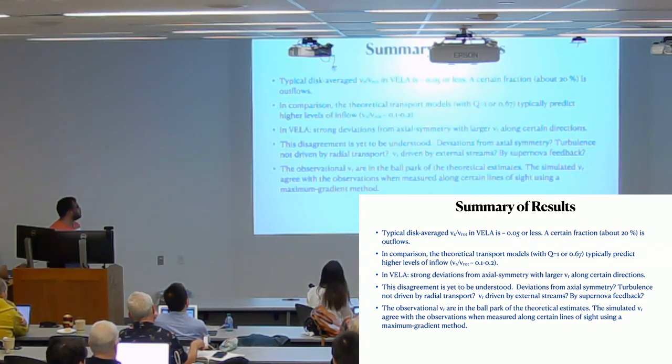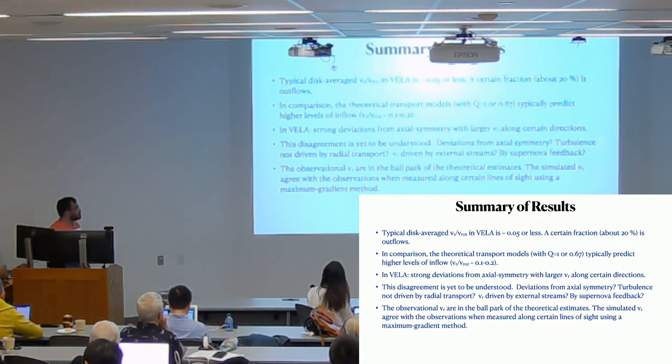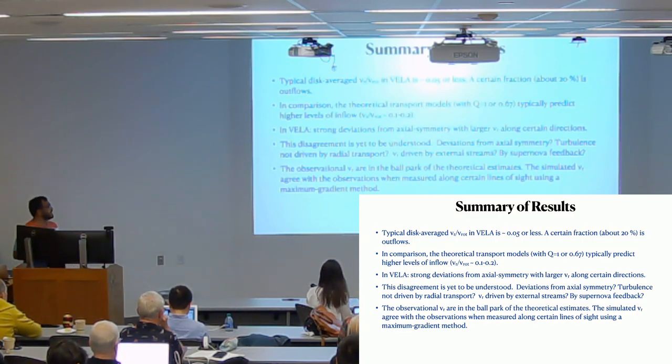Maybe it's the deviation from axisymmetry. Maybe it's because of the highly non-axisymmetric velocity fields that we see. This is yet to be understood. Maybe it's because turbulence is not driven by radial transport, and as Andy talked about, maybe its self-regulation is driven by supernova feedback. Maybe it's driven by accretion, as Omri talked about, and that is not present in these models. So we need to understand why there's a discrepancy between the simulations and the models. The observations are in the ballpark of the theoretical estimates, but maybe it's just a coincidence.